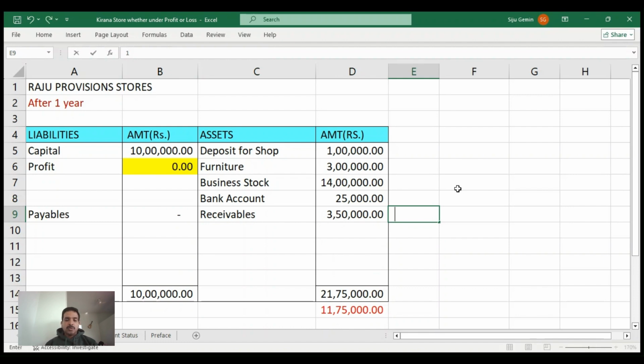So today he wants to know how much. After 1 year, he calculates that he has to pay many vendors totally about 10 lakh rupees. At the same time, when he calculates, he has to receive 3.5 lakhs. So what is this 1,75,000? It is actually his profit.